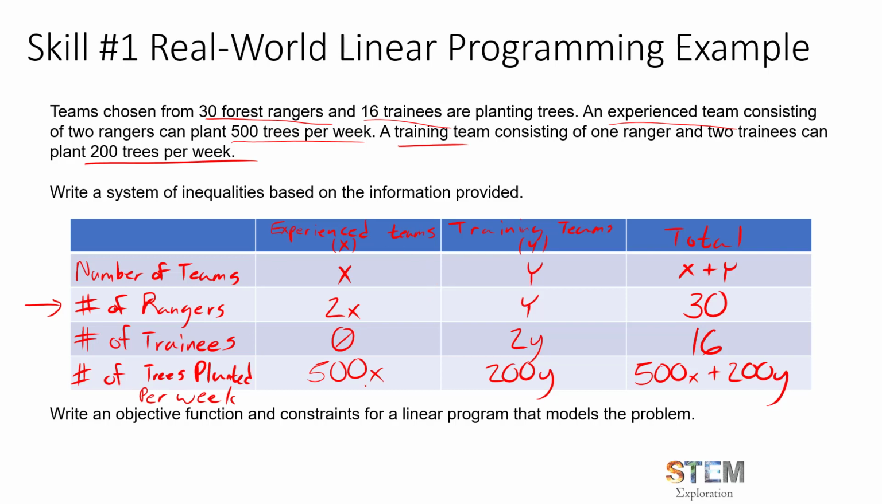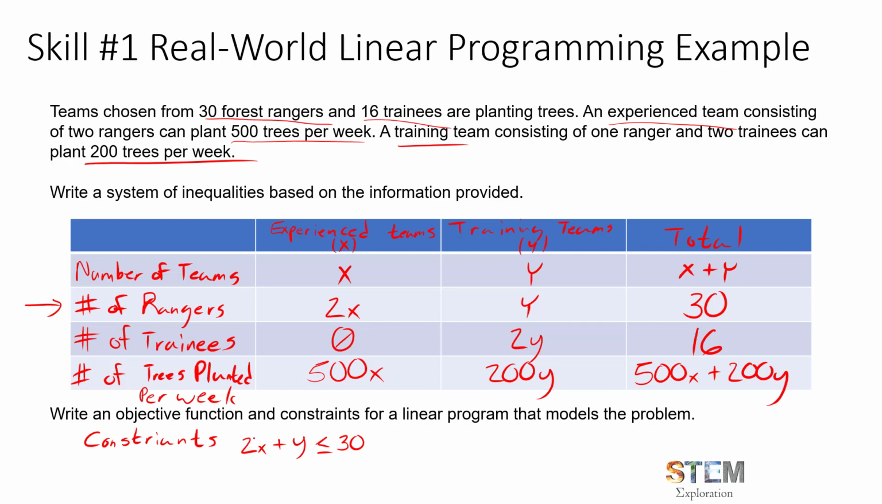Now, what I want to do is from this information, I want to create a set of constraints, all right, things that are limiting me. And one of the things that's limiting me, like I said at the beginning, is the forest rangers and the trainees. All right, so some of my constraints that I need to take into consideration is the number of rangers. And the number of rangers tells me that 2x plus y has to be less than or equal to 30.